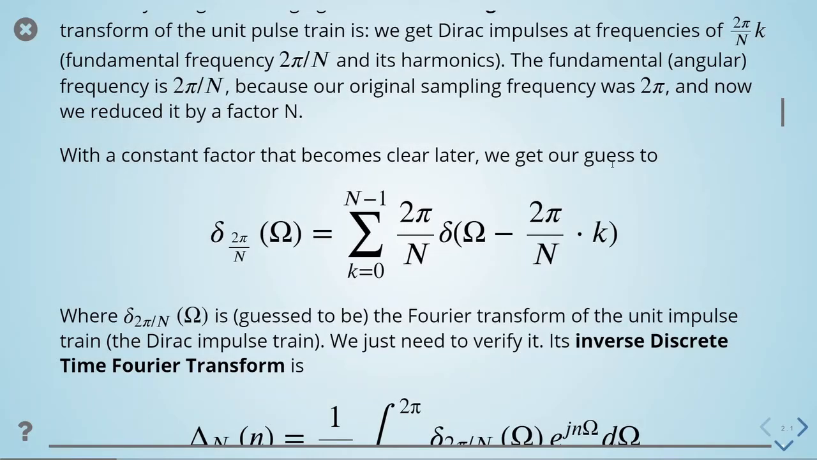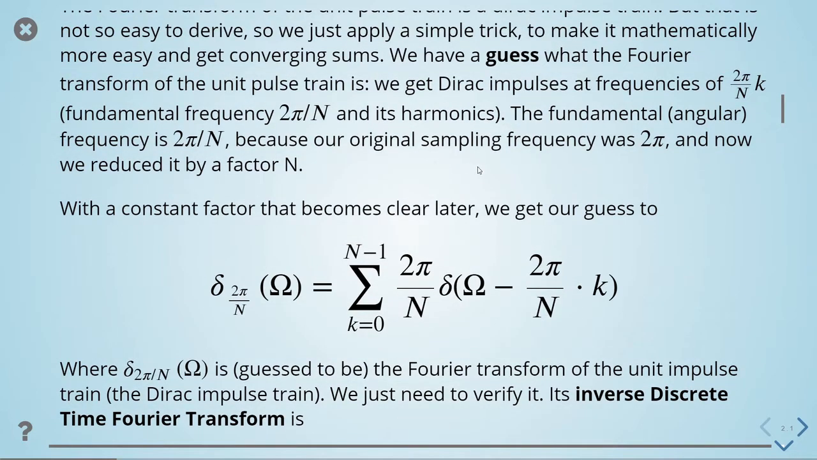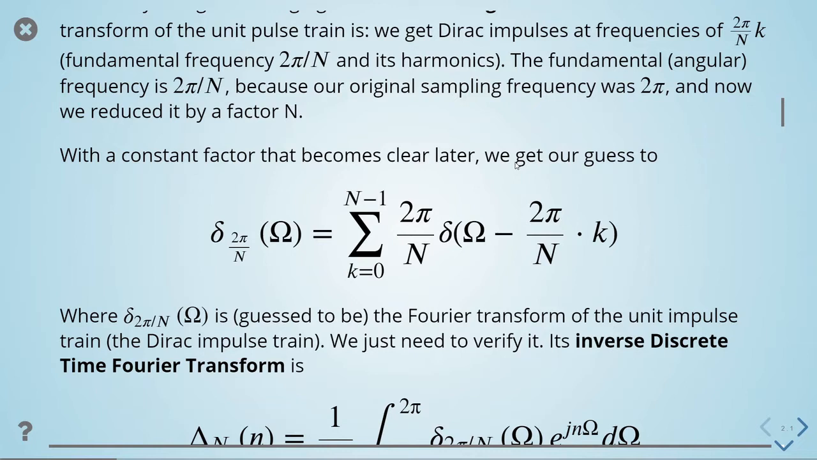So I usually find it quite confusing. We're kind of cheating here: we're guessing what the Fourier transform of the unit pulse train is, and then we're trying to prove that our guess is correct. So this is our guess, the guess for the Fourier transform of the unit pulse train.